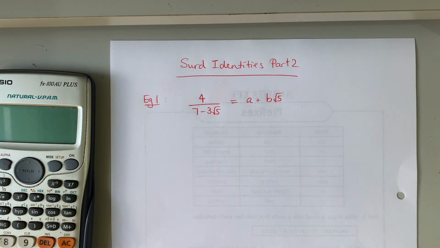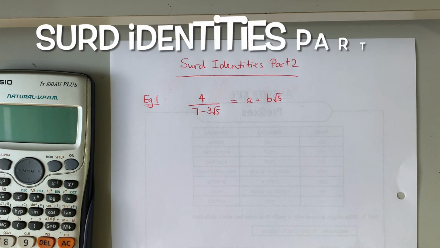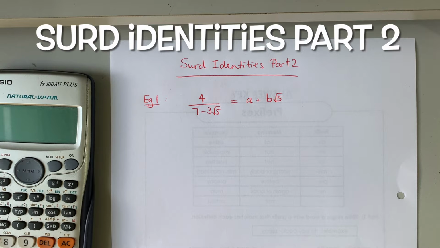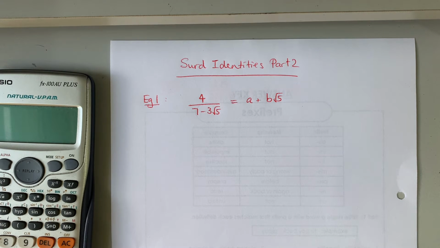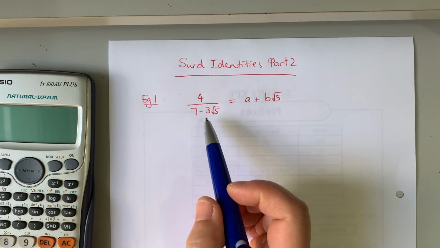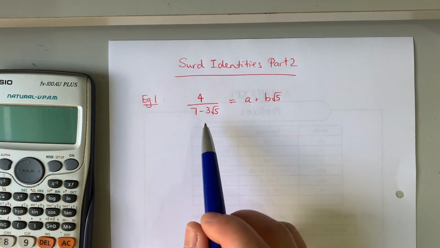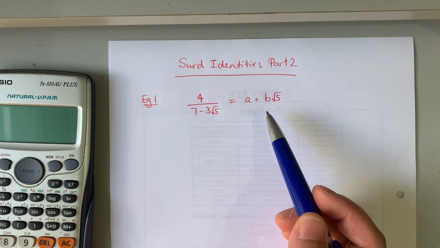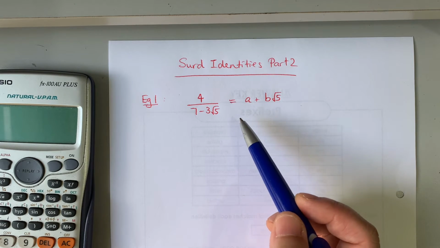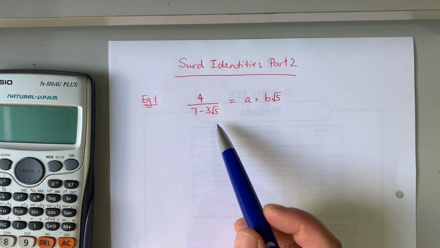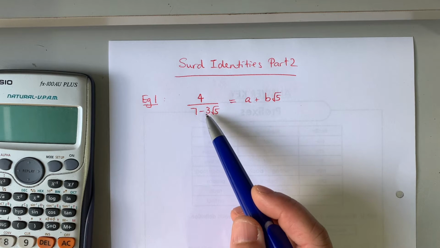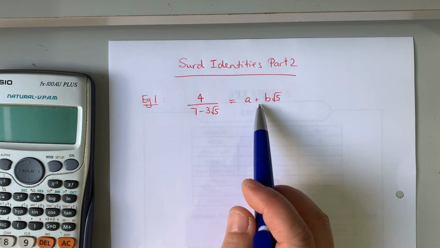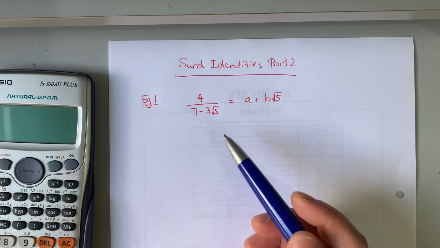I want to go through 3 examples today for part 2 of surd identities. If you've seen part 1, you get the idea of how to solve these surd identities, but basically it's trying to put them in exactly the same format and then equate the parts. Now in part 2, the difference between these questions and part 1 is that we need to rationalize the denominators to get to the right hand side.